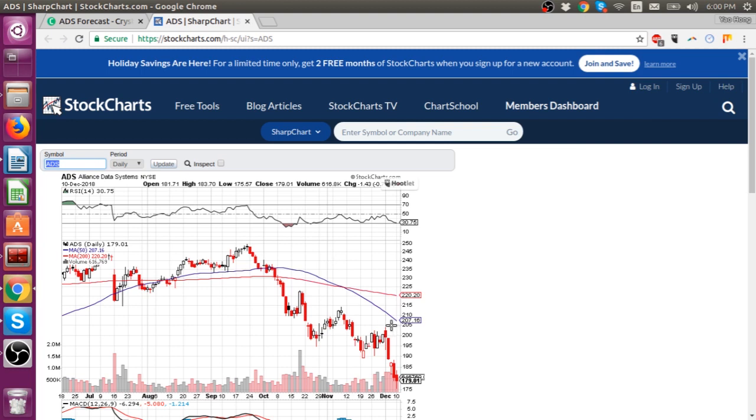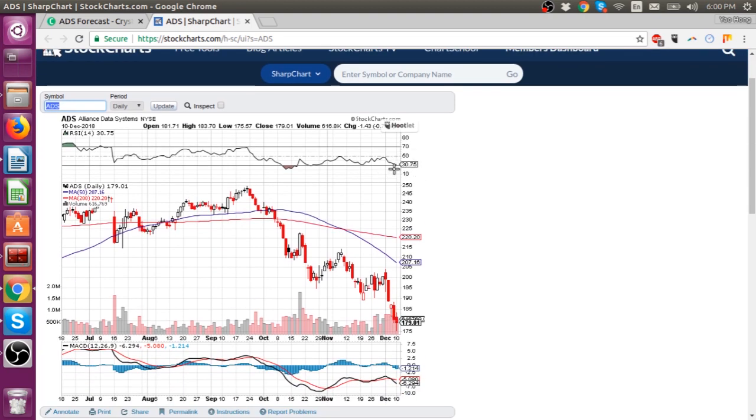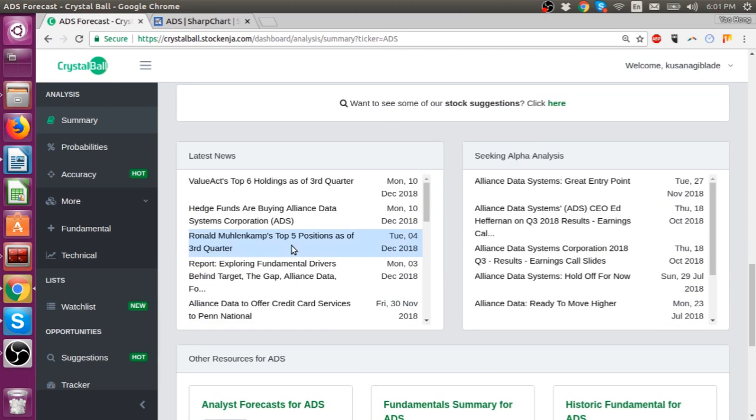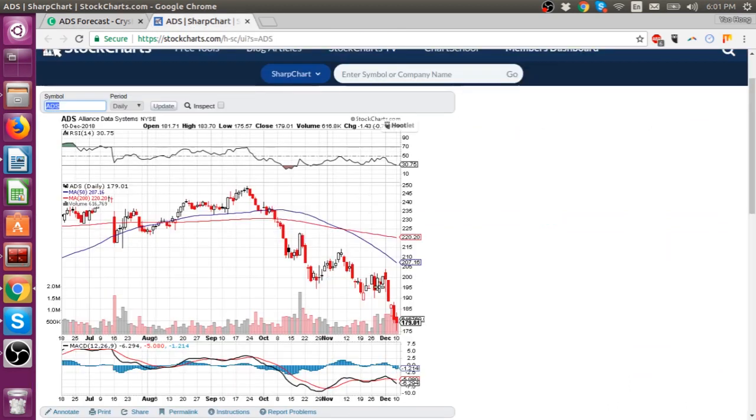So for ADS, we know that the current RSI is at 30.75. And I personally use Crystal Ball to do a quick check to make sure that the RSI may indicate a reversal might be coming soon. So let's go to Crystal Ball to check if that's the case. And notice that because of the downtrend here, I will be keeping my trading horizon to be short, and by short, I'll probably keep it to be from 1 day to 5 days.